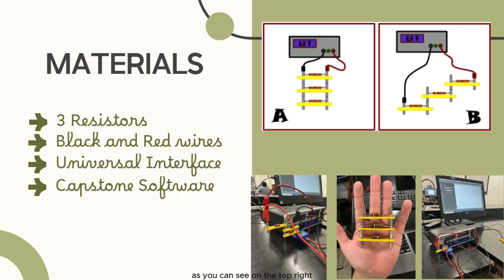As you can see on the top right are the two configurations we're testing, A being the in parallel and B being the in series. And on the bottom, you can see that we have replicated both of these and even combined them in the bottom left corner in order to test if it inhibits or increases the flow of the current.